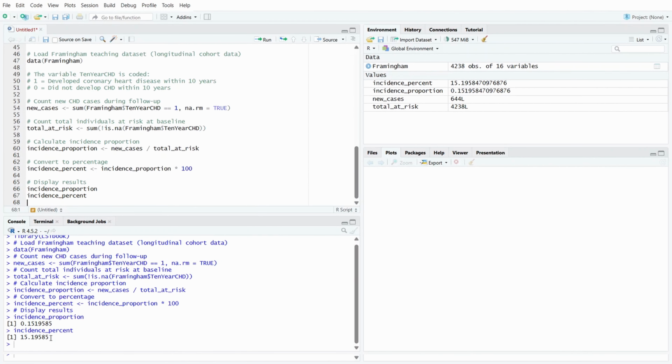We have learned a whole lot in this video. We introduced two fundamental measures in epidemiology, prevalence and incidence. We learned how to calculate these measures in R and how to interpret them to understand disease burden and risk within a population. These concepts form the foundation of public health surveillance and are widely used in research, program planning, and policy development. In the next section of this series, we will begin working with more advanced epidemiologic methods to analyze risk factors and model health outcomes.